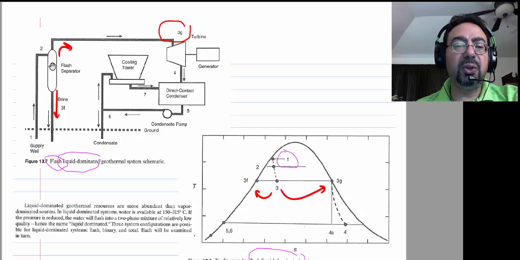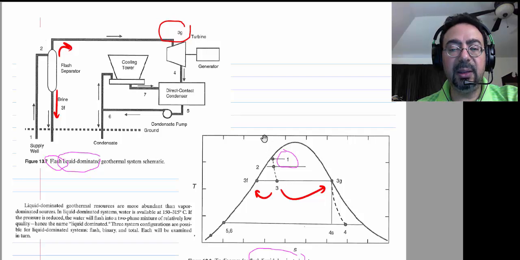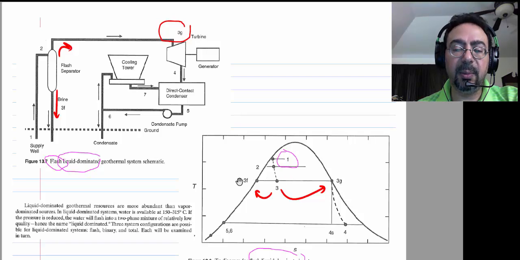So it comes here at 1, and goes into a flash separator, which is basically just like a reduced pressure chamber. So you go from P1 all the way to P3. And when you flash like this, when you reduce the pressure, the water will separate into vapor and liquid, saturated vapor and saturated liquid, 3G and 3F.